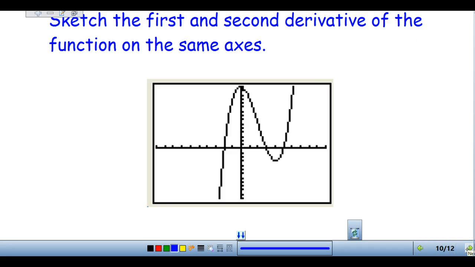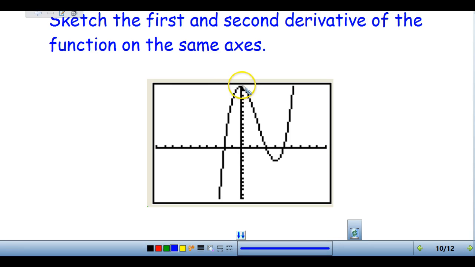Okay, so this is a similar problem to what we've done before. It says sketch the first and second derivative of the function on the same axes. What we're going to do after we graph this, though, is to talk a little more in depth about what the second derivative graph looks like to the original function.